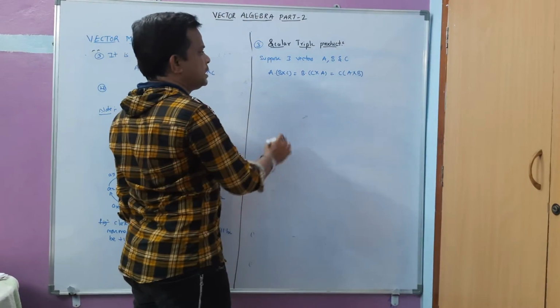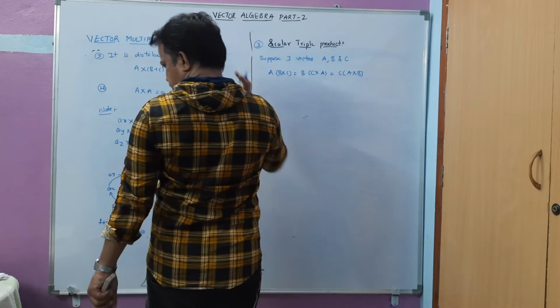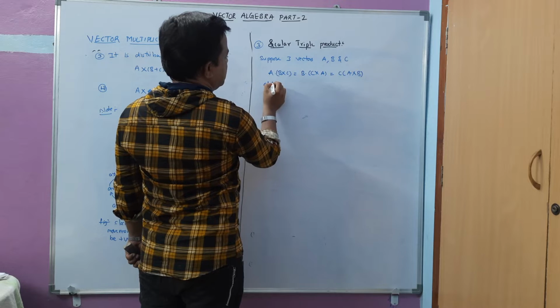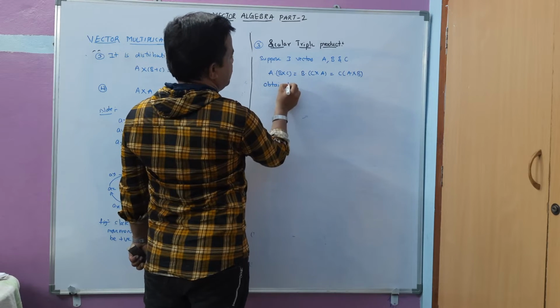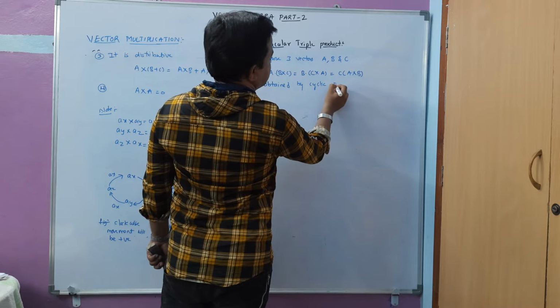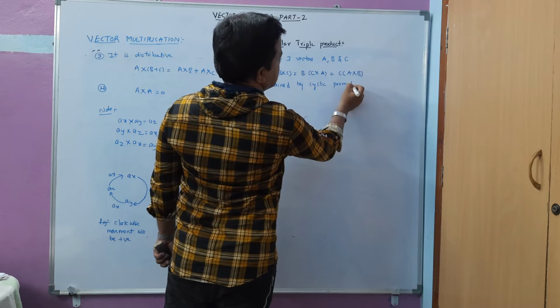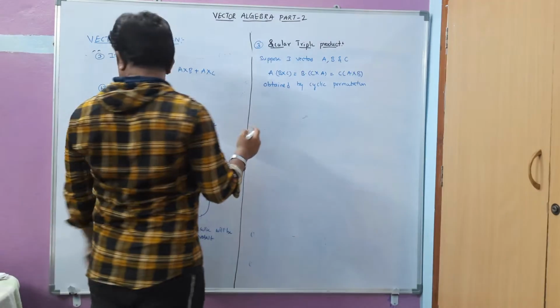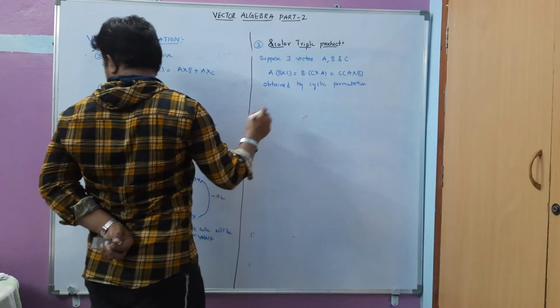So very simple to understand. Here we are going to obtain this by cyclic permutation. Obtained by cyclic permutation. This is also very important. So this is easy to understand and also remember.